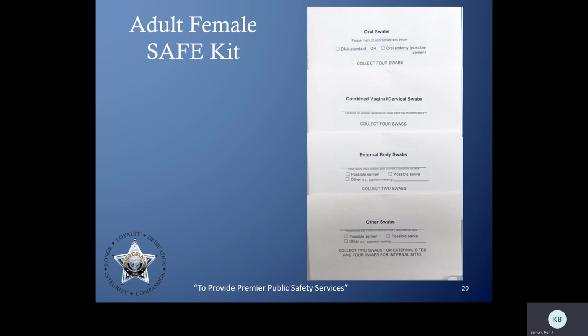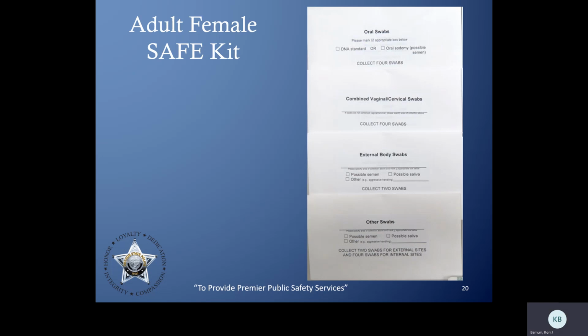We also give you an external body swabs envelope and an other swabs envelope. So for both of these, indicate on the blank line where the swabs were collected from, for example, right breast, and why, possible saliva. Perhaps the patient tells you that the perpetrator performed penile and digital penetration of their anus. You would indicate anal for the location and then collect other aggressive handling, which is skin-to-skin contact, and possible semen due to the penile contact.